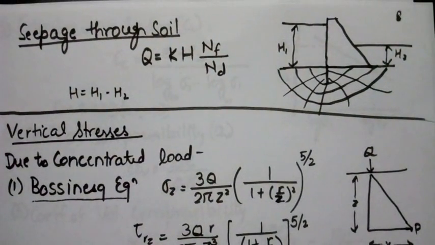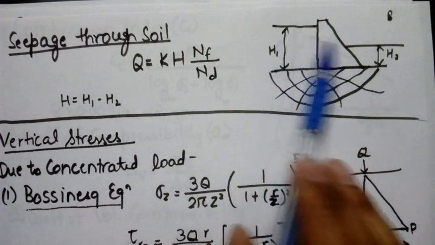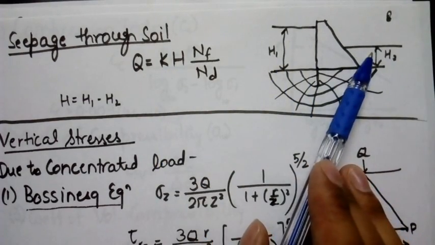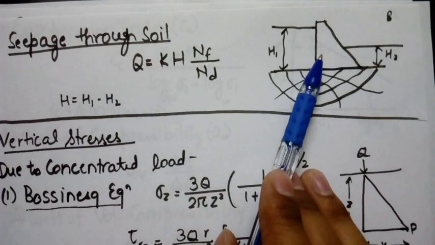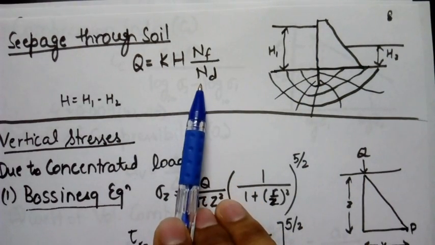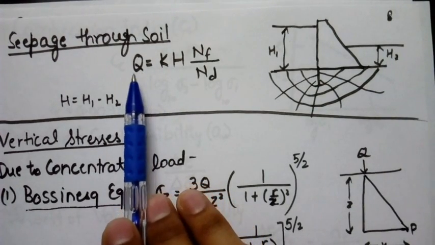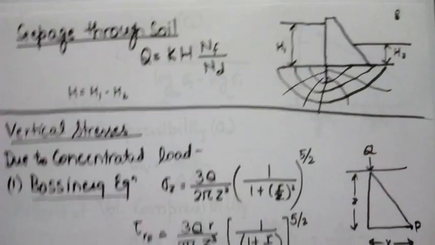Next is our seepage through soil, q equal to k H nf by nd, in which H is the difference between h1 and h2 height in the dam, nf is the number of flow lines, nd is the number of equipotential drops, k is the coefficient of permeability, and q is the seepage flow discharge.